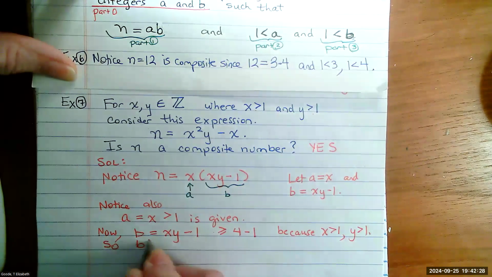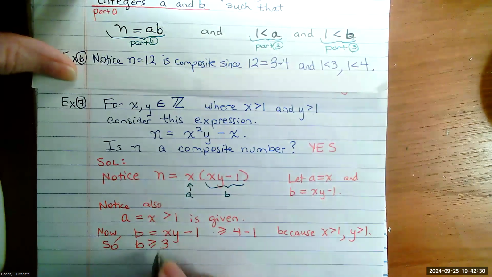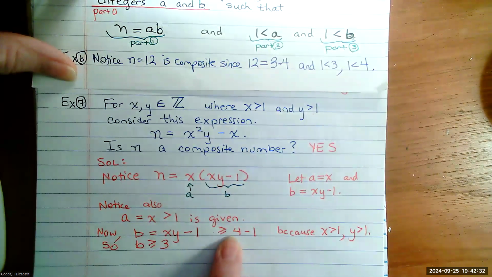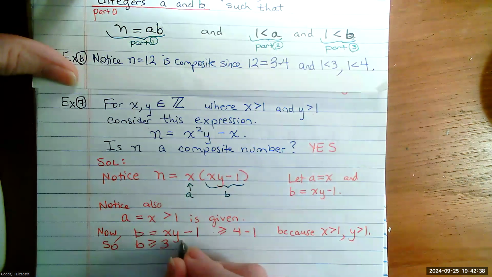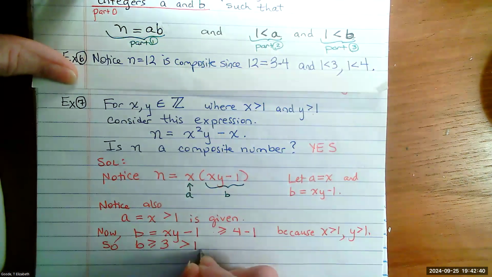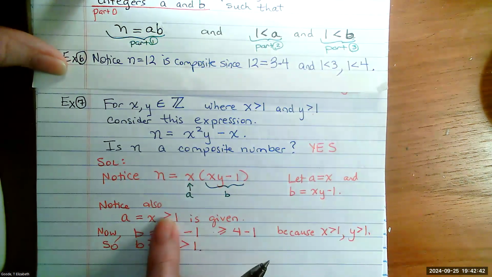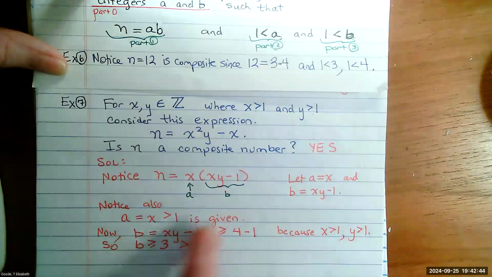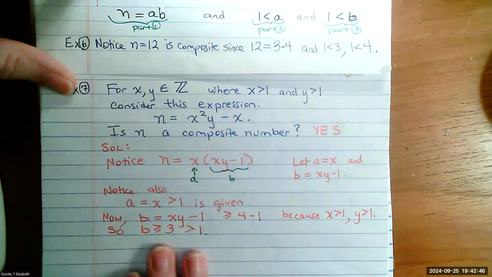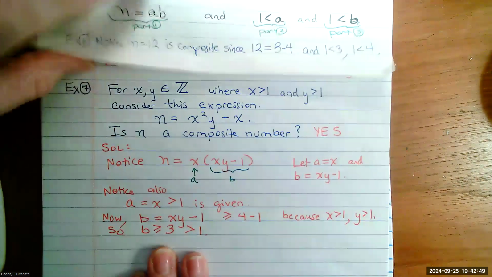So B has to be bigger than or equal to 3, right? Because at worst, it's 4 minus 1, but it could be much larger than that. So B is greater than 1. So A is greater than 1 because it's equal to the X, and B is greater than 1. Now we have to verify that these are both integers.